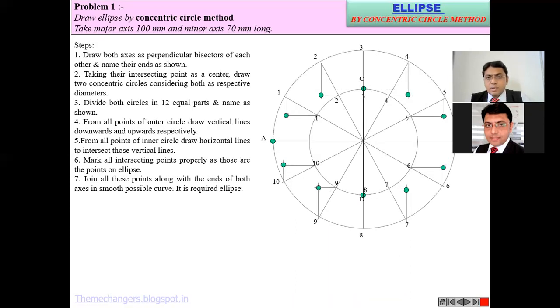Again, see this particular part. All these lines are horizontal and vertical, and all the horizontal lines intersect the vertical lines. Identify these points and follow the curve that gives us the ellipse. So this is one of the engineering problems through which you can understand how the concentric circle method helps to construct an ellipse.